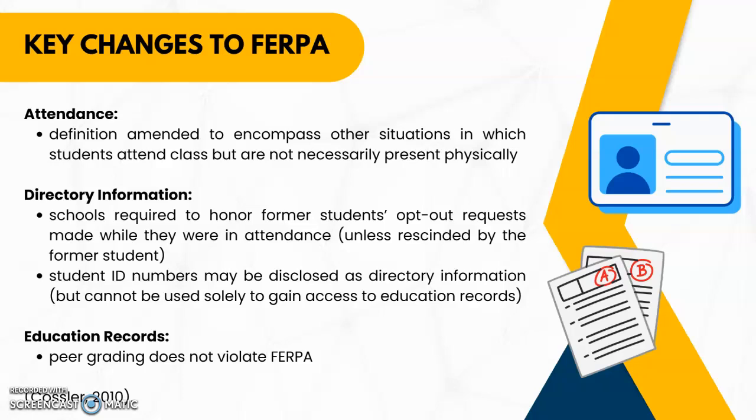And this is, of course, unless the student has rescinded that and they are now allowing the school to share information from when they were a student there. Another key piece of directory information is student ID numbers. Student ID numbers may be disclosed as directory information, but if a student, parent, or guardian is wishing to gain access to educational records, they cannot solely use the student's ID number to gain access to those. And then educational records, peer grading does not violate FERPA.